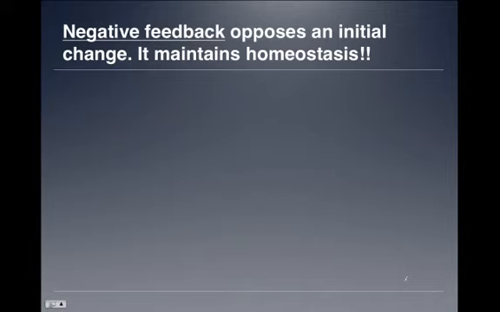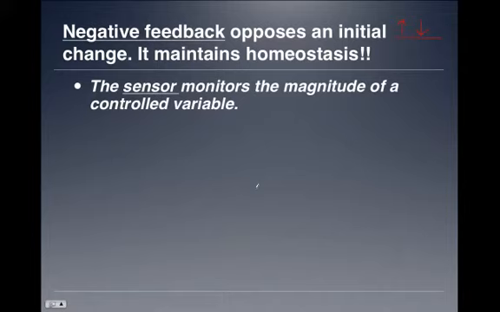And negative feedback systems are where we have an initial change in one direction. So let's say this is our homeostasis, right? And so if we have an initial change away from homeostasis, our response in a negative feedback mechanism will bring us back to homeostasis. So basically, negative feedback mechanisms are going to oppose an initial change. They're going to go in the opposite or negative direction from that initial change. And this helps us to maintain homeostasis.